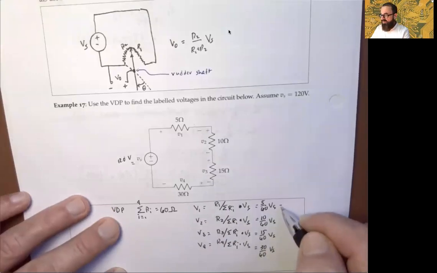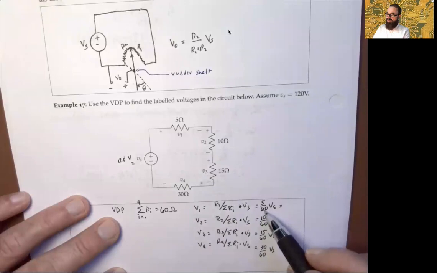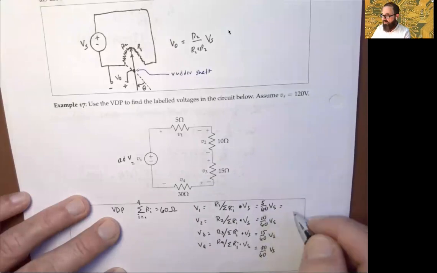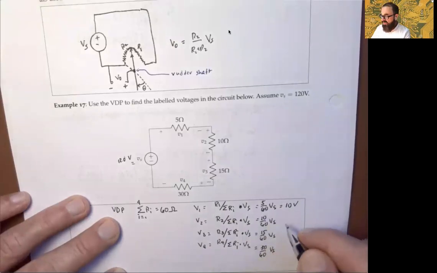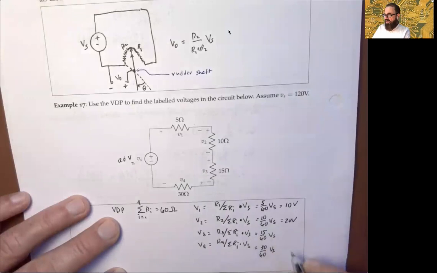So if we take 120, 60 will go into that 2 times. This would give us 10 volts. Again, this will be 120. You're going to take half of that. You're going to get 20 volts out of this. In this case, you're going to get 30 volts, correct? And last but not least, in this case, you're going to get 60 volts, okay?